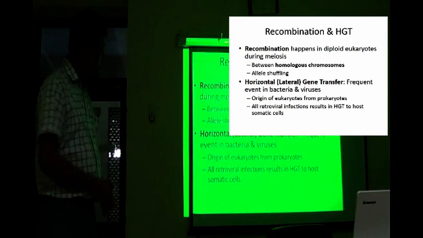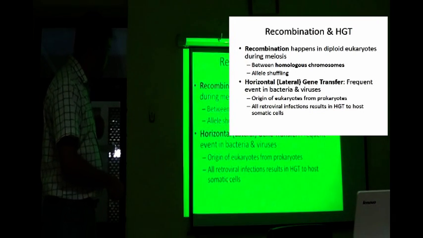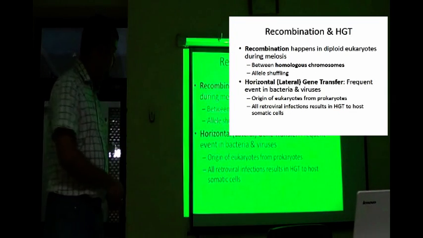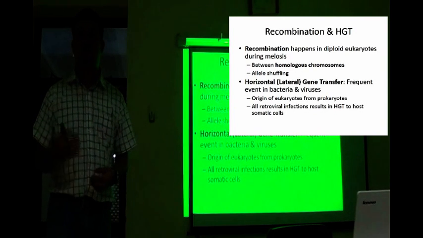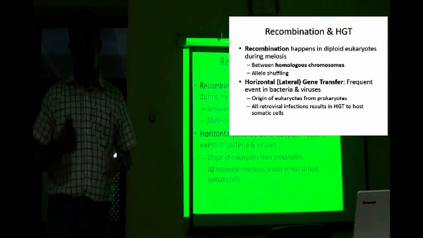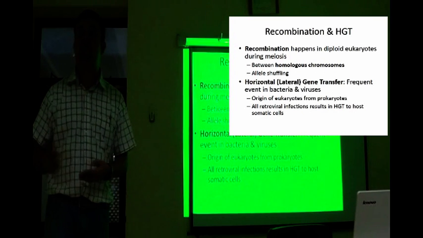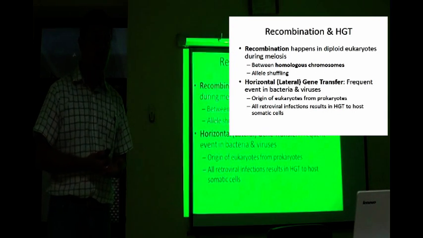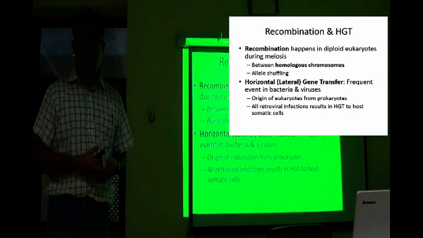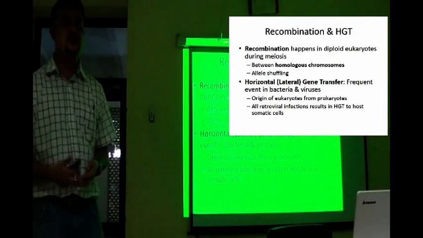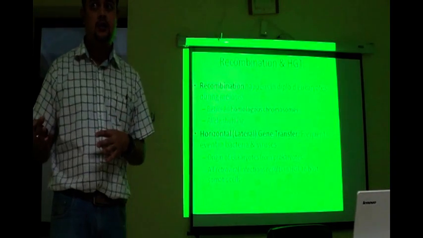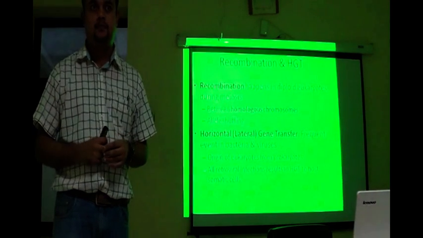Origin of eukaryotes and prokaryotes, or retroviral infections, result in HGT to host somatic cells. Somatic or vegetative cells are altered by retroviral infection. Retroviral, for example, what? HIV, right? So people with HIV have a lot of HGT in their somatic cells, because these are retroviral infections. Or hepadnavirus, that is the hepatitis B virus. That is another example of a virus possessing the reverse transcriptase enzyme. That is a DNA virus, but it needs an RNA intermediate to complete its life cycle.